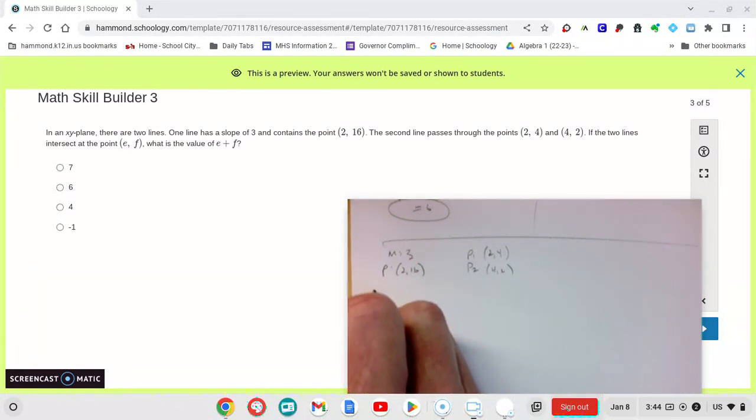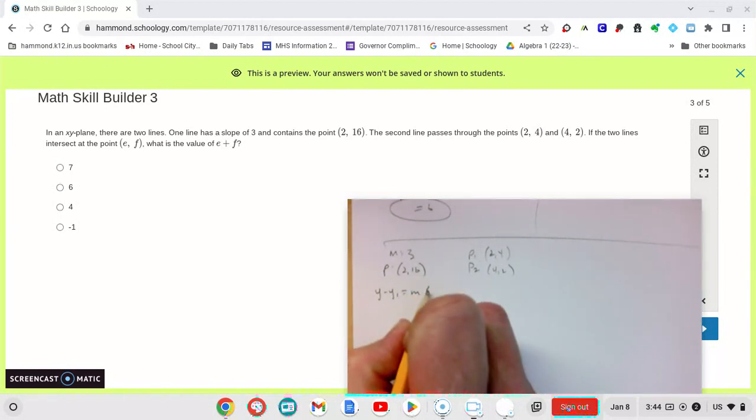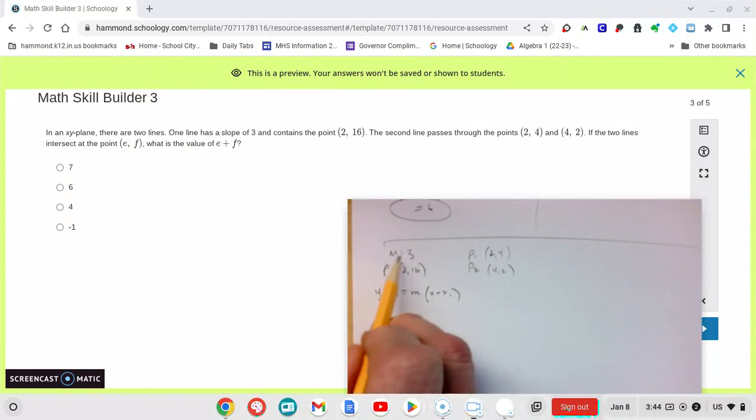So we've got something called point slope form. So y minus y1 equals m times x minus x1. So my m is 3. Here's my x. Here's my y. Y minus 16 equals 3 times x minus 2. Eventually, we're going to want these in slope-intercept form, so I'm just going to go ahead and do that right now. So y equals 3x plus 10.